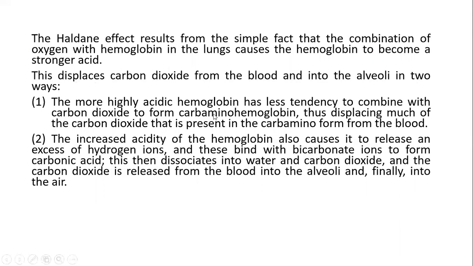أولا, the more highly acidic hemoglobin has less tendency to combine with carbon dioxide to form carbaminohemoglobin, thus displacing much of the carbon dioxide that is present in the carbamino form from the blood. هاي وحدة. النقطة الثانية, the increased acidity of the hemoglobin also causes it to release an excess of hydrogen ions. And these bind with bicarbonate ions to form carbonic acid, which then dissociates into water and carbon dioxide. And the carbon dioxide is released from the blood into the alveoli and finally into the air.